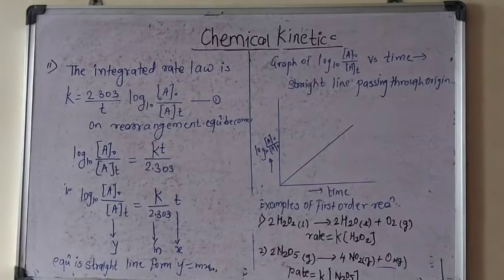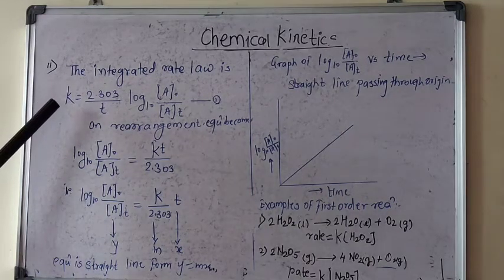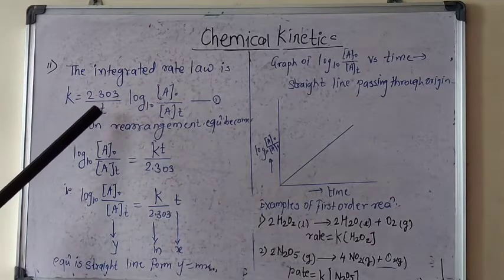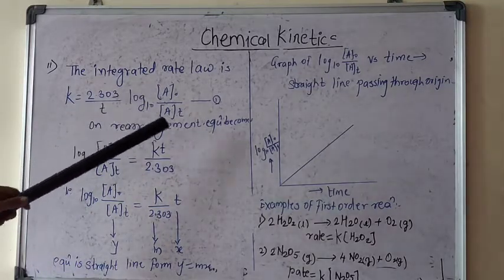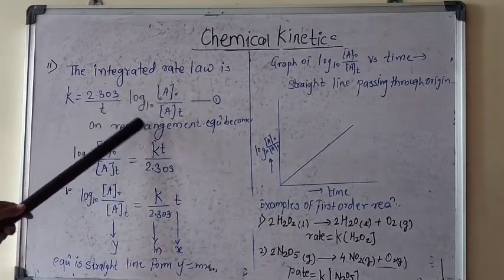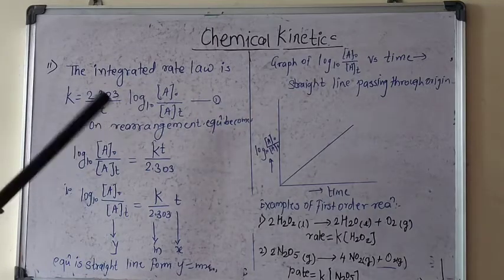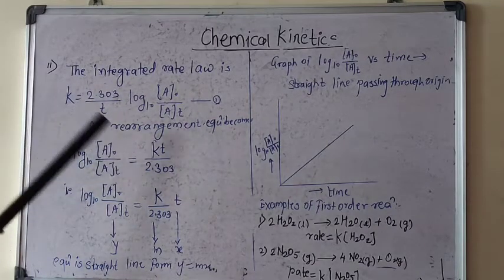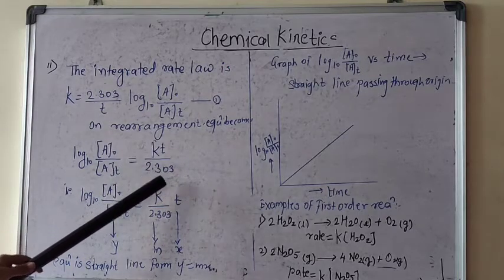Here we are going to see another form of the equation when it is rearranged, that is the integrated rate law for the first order reaction. We gave it as equation 1: k equal to 2.303 upon t log to the base 10 A0 by At. On rearranging this equation, we put this term together, so log to the base 10 A0 upon At equal to kt upon 2.303.